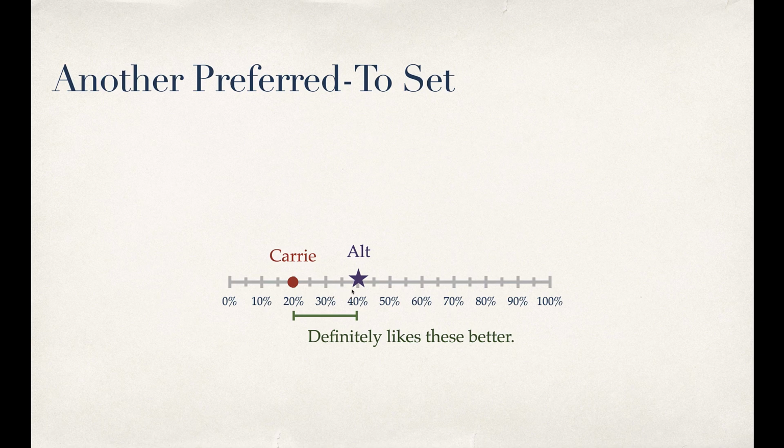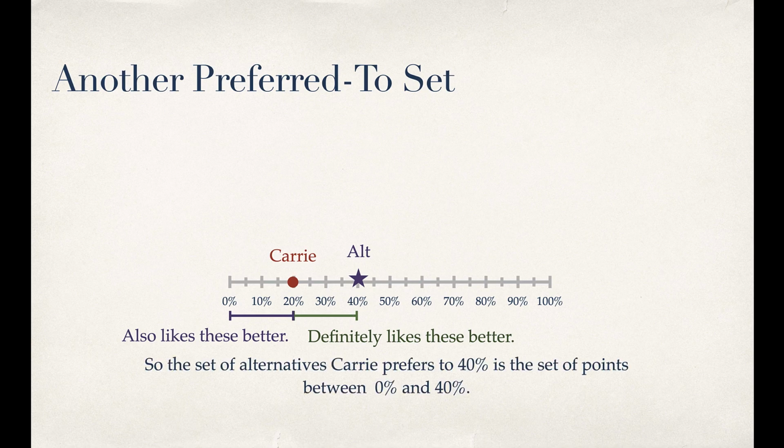So go the same distance in the other direction. 20 to 40 is 20. So go 20 in the other direction to 0, and that is her indifference point. So 0 and 40% are her indifference set, and everything between 0 and 40, not including 0 and 40, is Carrie's preferred 2 set for this alternative. So the set of alternatives Carrie prefers to 40% is the set of points between 0% and 40%.